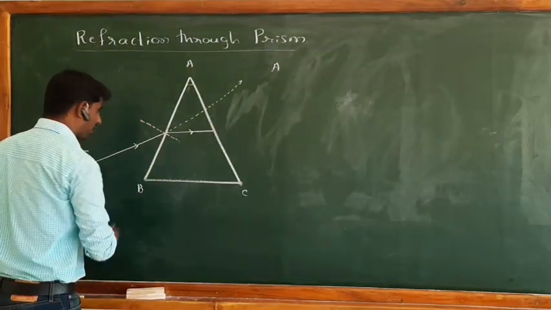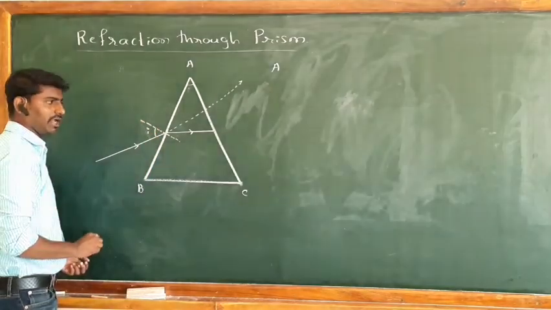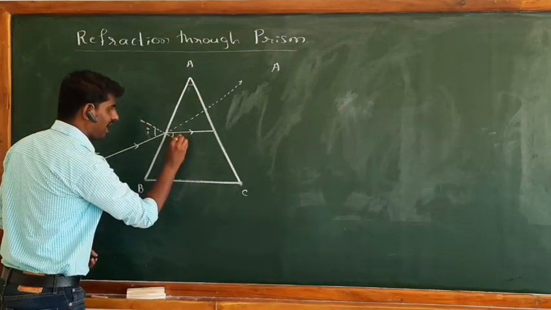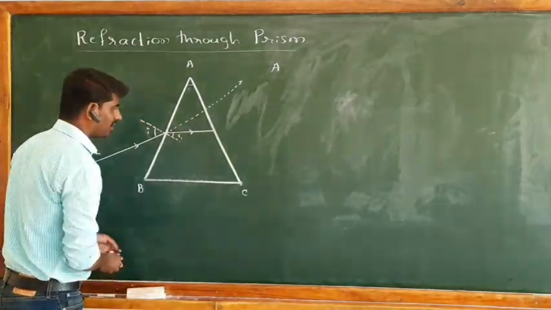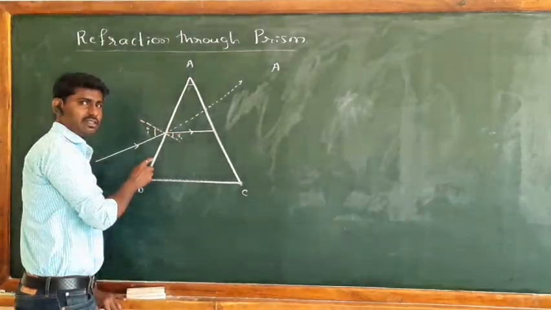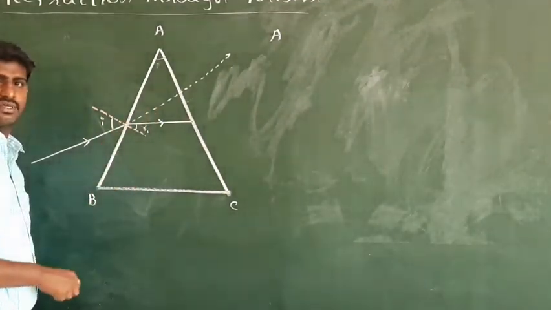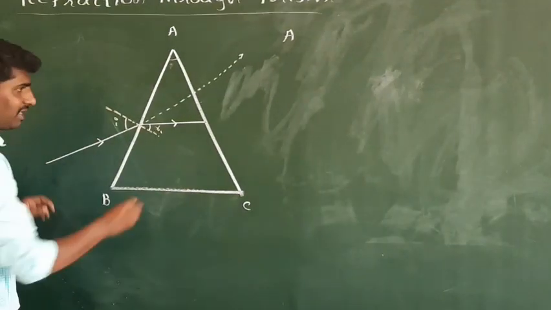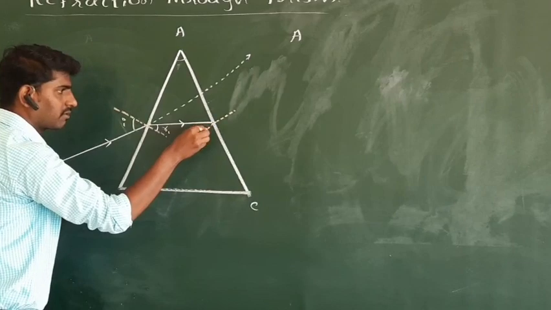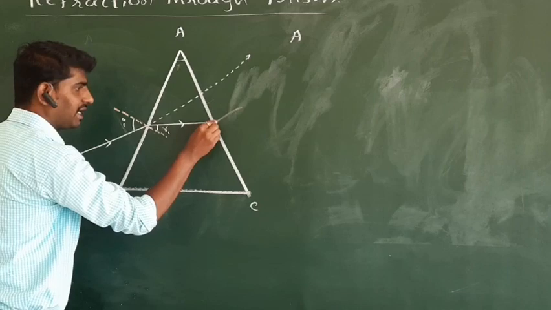For this angle, I call it the angle of incidence. What do we call this one? The angle of refraction. I call this R1, the angle of refraction R1. The refracted ray of the first surface becomes the incident ray for the second surface. I'll draw one more normal line here. This is the normal line for the second surface at the point of incidence.